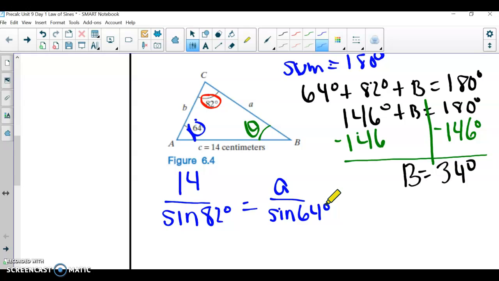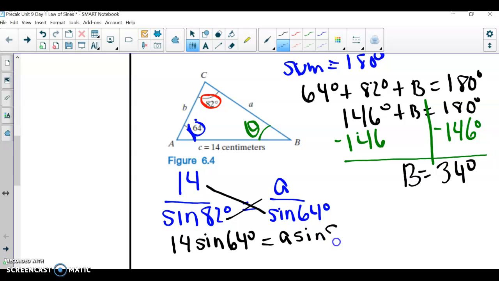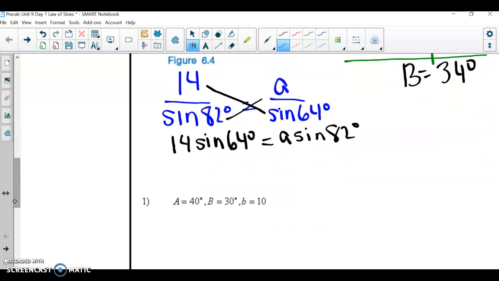And so how do I solve for A? Well, you just cross multiply, right? We cross multiply 14 times sine of 64 equals A times sine of 82. Okay? And if we continue with that, how do we solve for A? Divide by sine of 82.